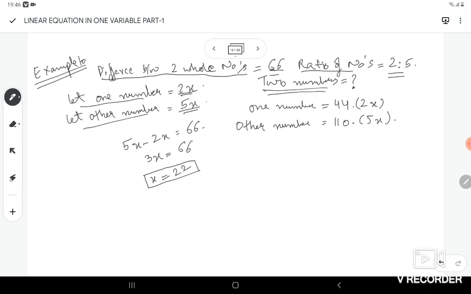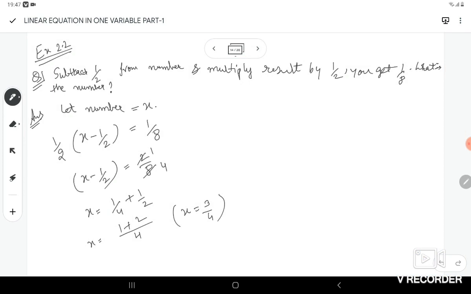Now it says the difference between the two whole numbers is equal to 66. So the difference between the two whole numbers would be 5x minus 2x, which would be equal to 66, which gives us 3x equal to 66. So x comes out to be equal to 22. So one number would be equal to 2x, that is 2 into 22, which gives us 44. And the other number is equal to 5x. So 5 into 22 gives us the other number as equal to 110.